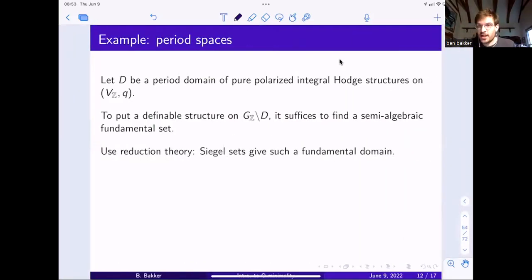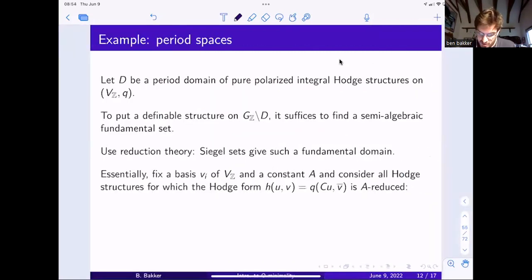And this is done via reduction theory, okay, which I definitely am not going to get into. But it turns out there is already a satisfactory answer to the question of what is a natural semi-algebraic fundamental set for the action of this integral group on D. What is a natural notion of a semi-algebraic fundamental set? This works more generally, but in this particular case, it has a nice interpretation in terms of the Hodge form. So we can very explicitly say what this fundamental domain is going to be.